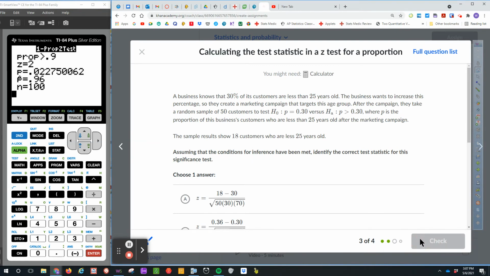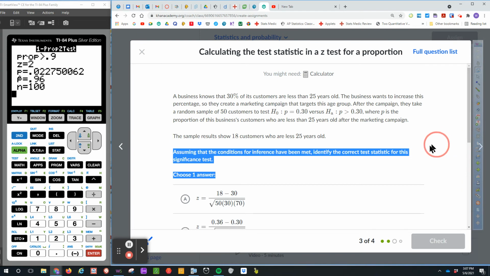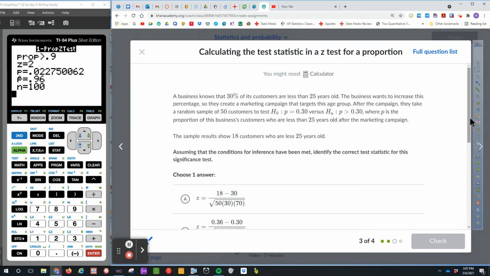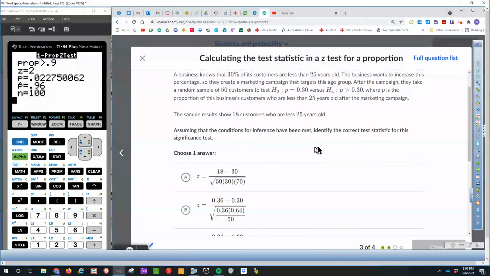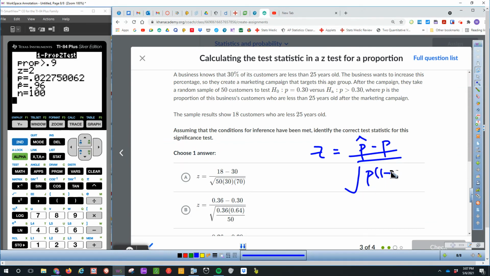Okay, so let's do another one. Let's see the next one. Oh, the next one is not as kind. The next one is you just have to put the values in together, right? You've got to find the Z statistic equals P hat minus P, divided by the square root of P times 1 minus P, divided by N. So you put everything in here, right, and see if it works out.